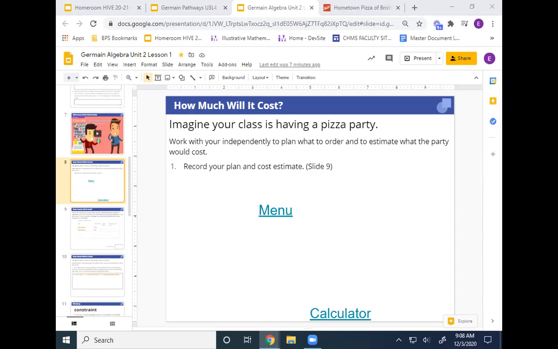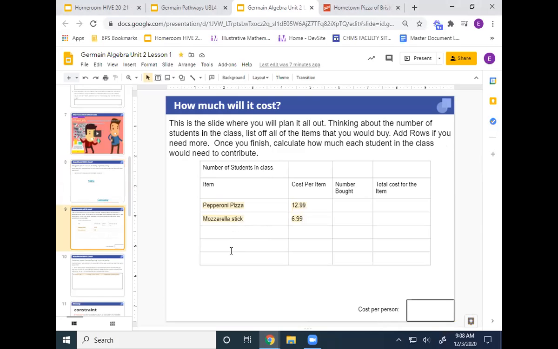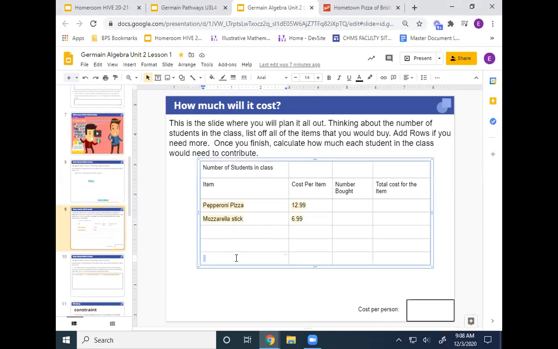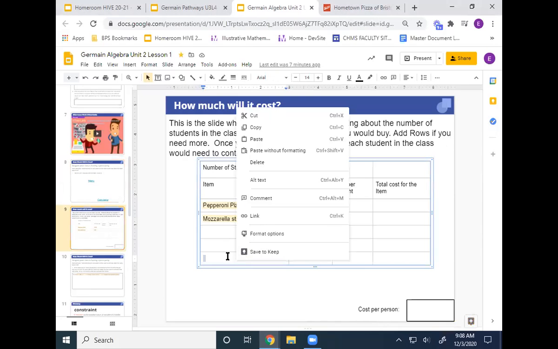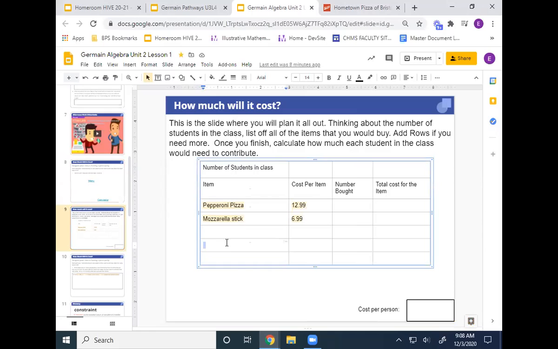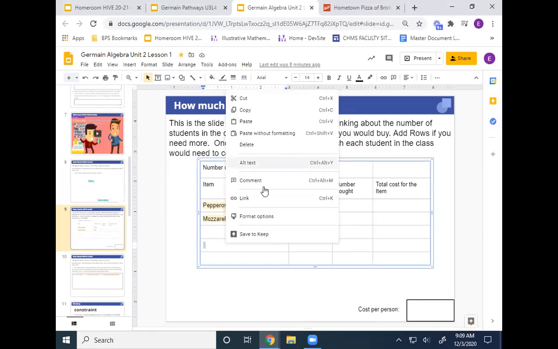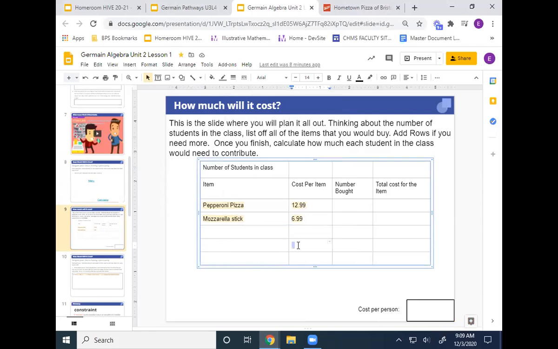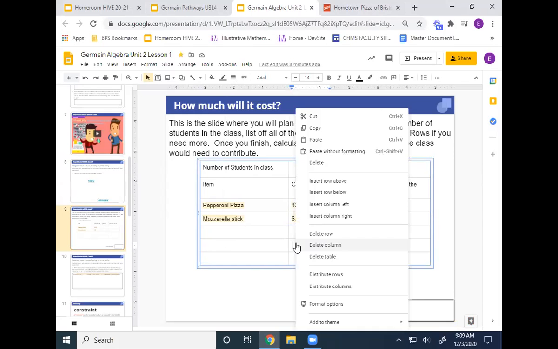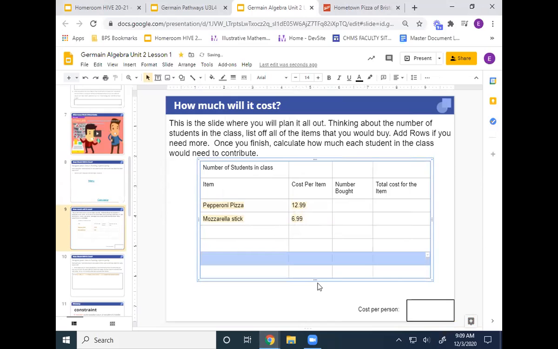If you just want to buy like 2 things, that's fine. If you want to insert more rows, click right in one of the rows, right click or 2-finger click on your mouse pad. I don't know why it's not letting me insert another row here. Oh, yeah, okay. Then it says insert row below, and it'll throw another one in.